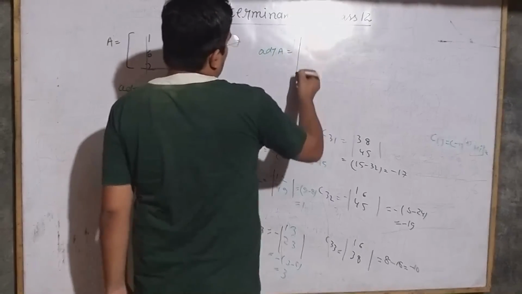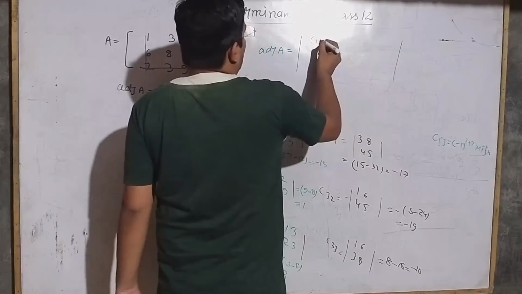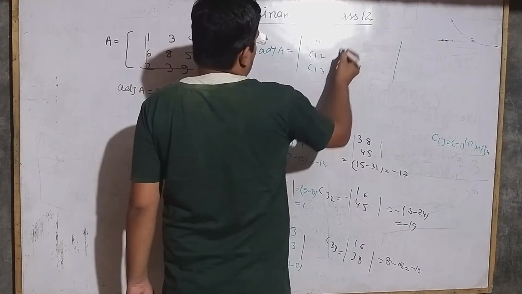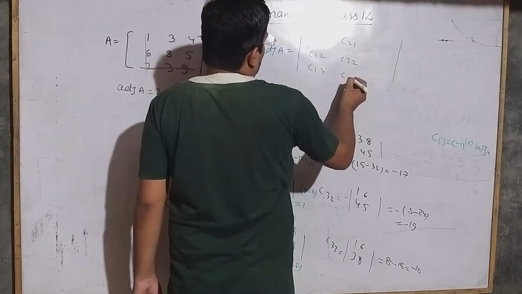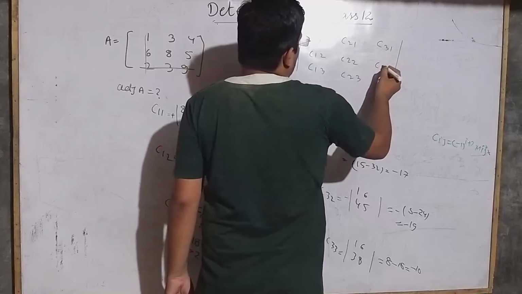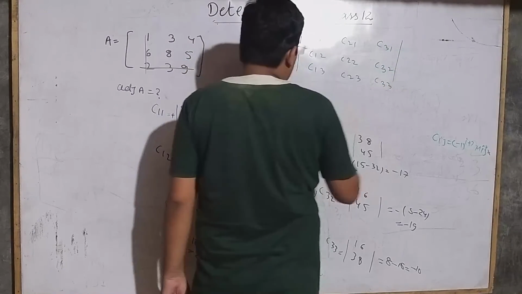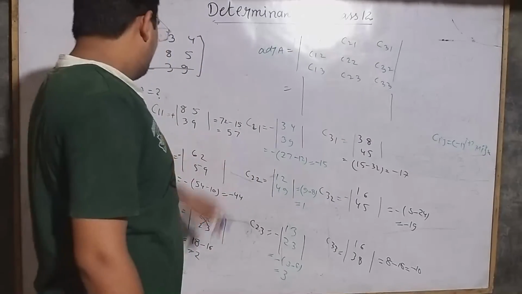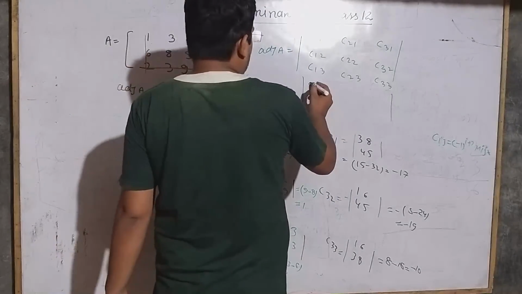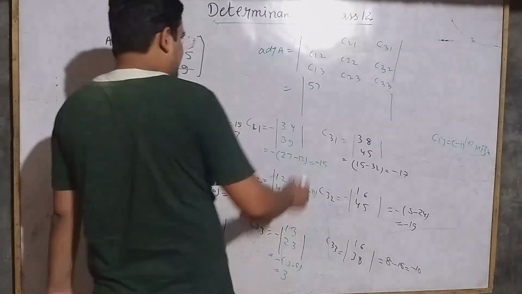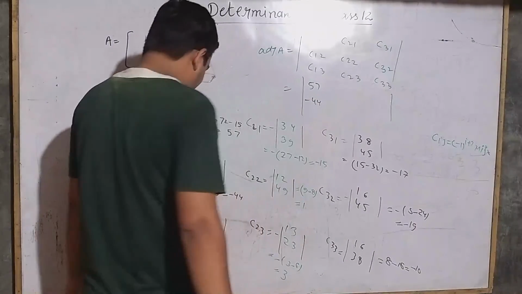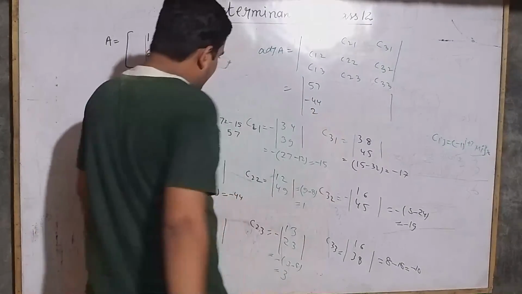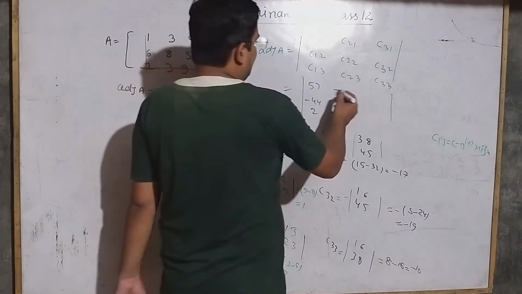Adjoint of A is equal to what I told you: C11, C12, C13, C21, C22, C23, C31, C32, C33. Put it here. What will you get now? Put the value of C11. C11 is 57. Put it here, 57. After this, C12 is minus 44. C13 is 2. Put it here, 2. C21 is minus 15.